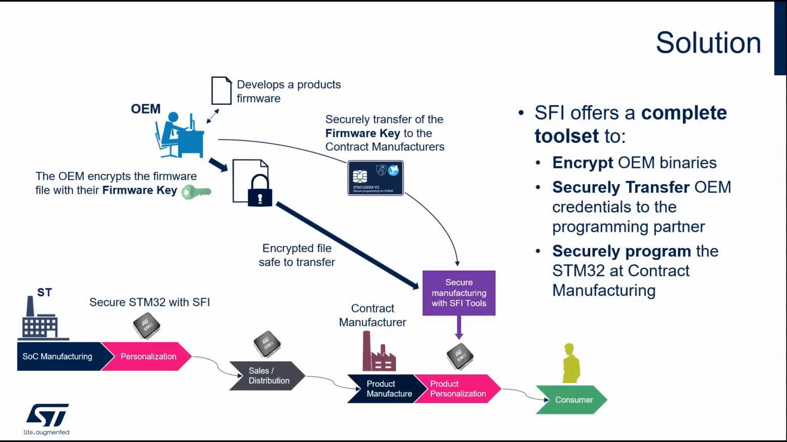In an SFI-enabled manufacturing, the OEM creates and manages his own secret firmware encryption key that is used to encrypt his application code in the form of an SFI package. Then, he securely transfers the key to the CM that will use it for decryption of the package during manufacturing. ST produces secure RSS-enabled STM32, provisioned with a unique private key and certificate, that will be available for purchase by the CM through regular sales and distribution channels. The CM will then be able to securely install the OEM application code using secure manufacturing SFI tools.